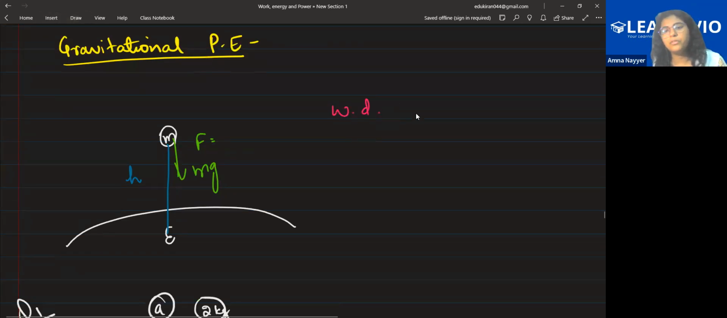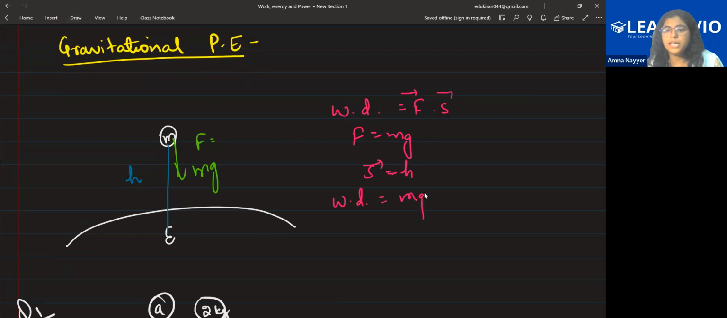Work done is force into displacement, right? Force is mg, displacement is h. Fine, force is mg, displacement is h. So work done will be mgh. Work done gets stored in the form of potential energy. So potential energy is mgh.